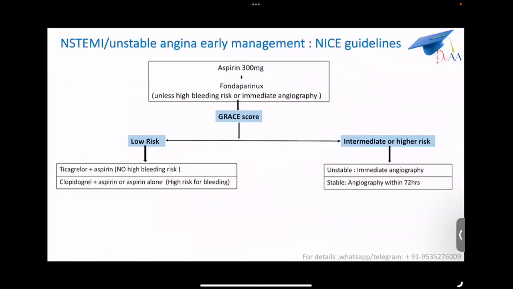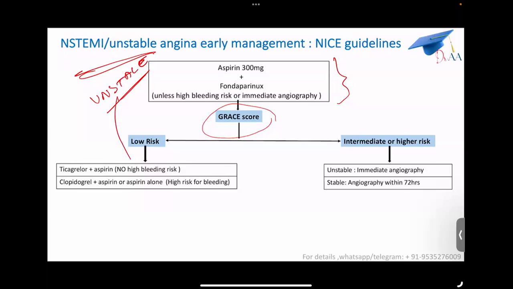Or if the cardiac marker is also positive, first what we'll be doing is giving aspirin and fondaparinux, then we'll be doing an angioscopy. For example, if this patient has come with unstable angina or STEMI, and is unstable, having low blood pressure, or is tachypneic or tachycardic, or something is unstable, then we'll plan for immediate angiography. So this answer is in this algorithm.